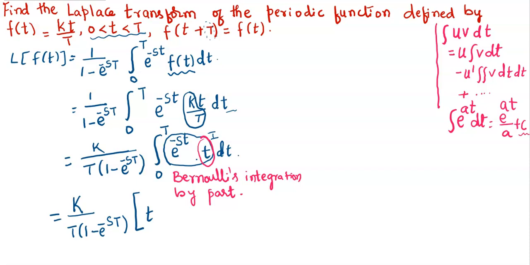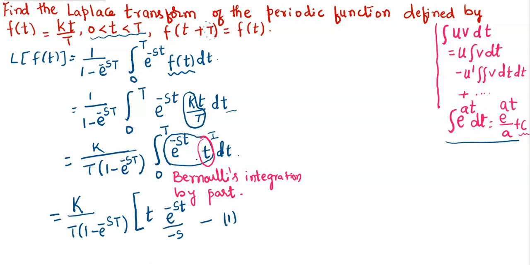So now let me compare with the standard formula for the given function. So e to the power of minus st, instead of a, we have minus s. So wherever we have a, we have to replace it by minus s. So that is e to the power of minus st divided by minus s. So alternating positive, negative. The differentiation of t with respect to t is 1.